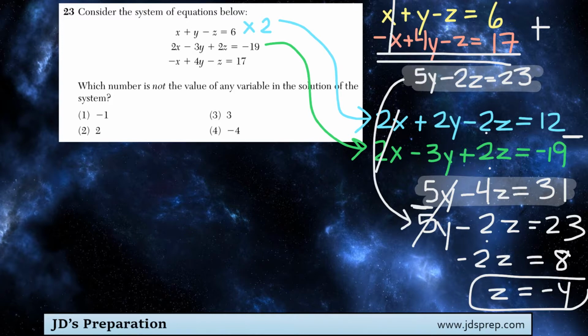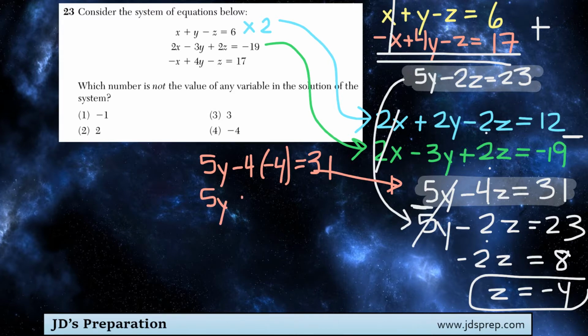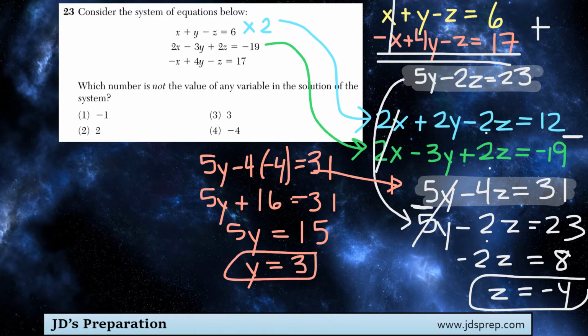Now that we've figured out what z is, we're going to go back to one of these equations up here. Let's take this one here: 5y minus 4z equals 31. And I'm going to replace z with negative 4. That way we can actually solve for y. So 5y minus 4 times negative 4 equals 31. So that gets us 5y plus 16 equals 31. Then if we take away 16 from both sides, 5y equals 15, which means y equals 3.